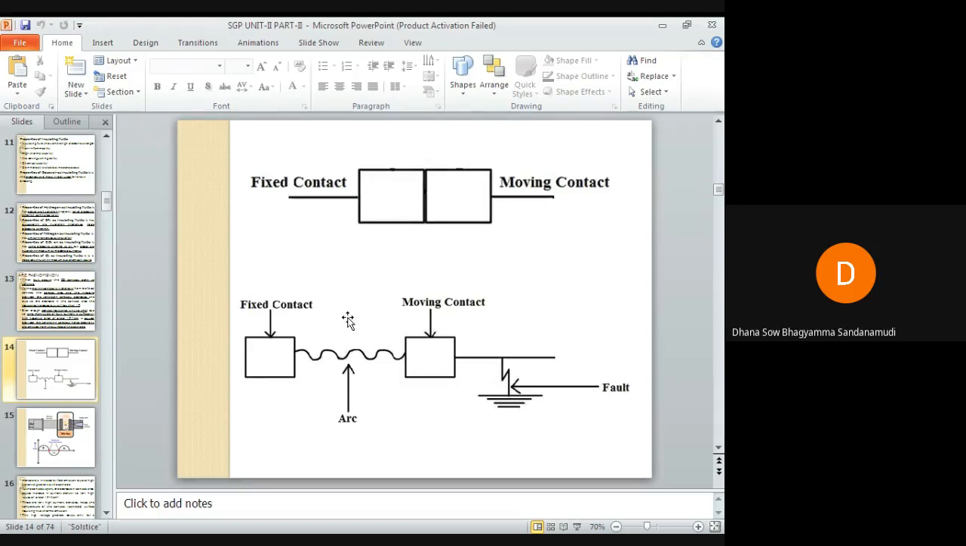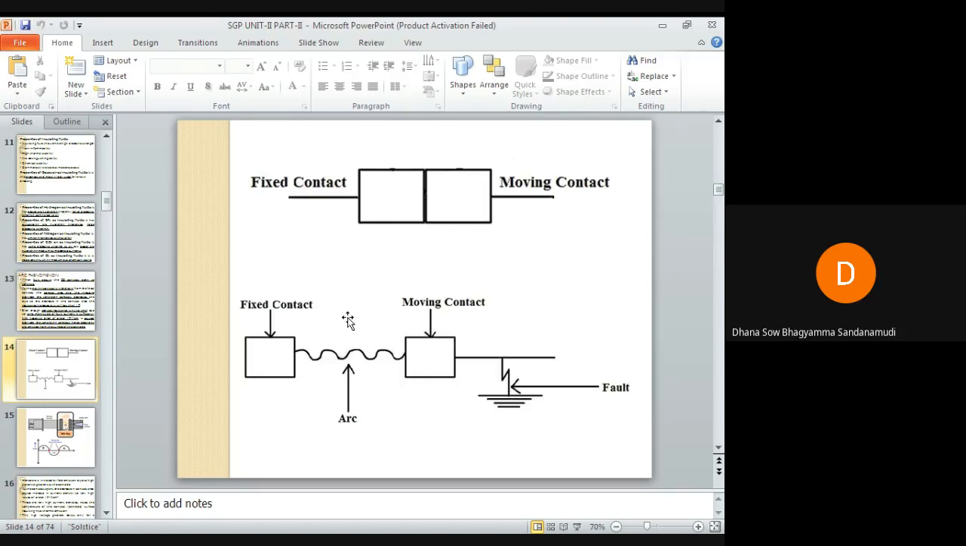The circuit breaker moving contact is connected to the trip coil. The trip coil is in the trip circuit. The trip circuit has another moving contact, and that moving contact is connected to a relay coil. I hope you know the operation of the relay. I have already explained the basic operating principle and basic circuit of a relay. Whenever fault current flows, the relay coil gets energized.